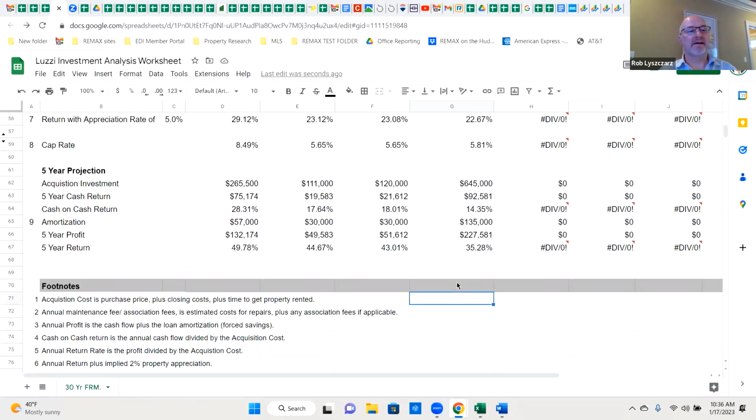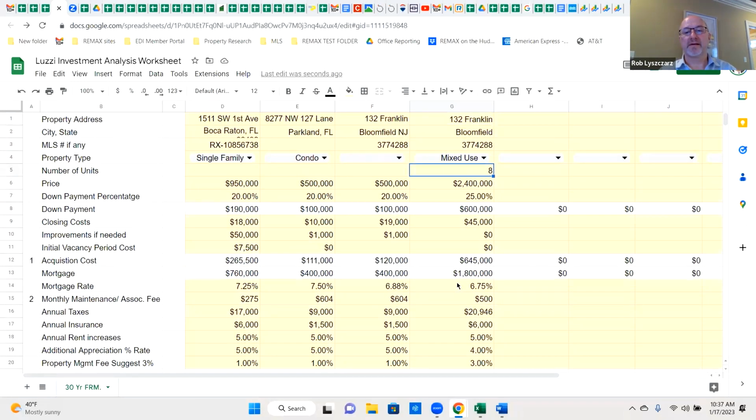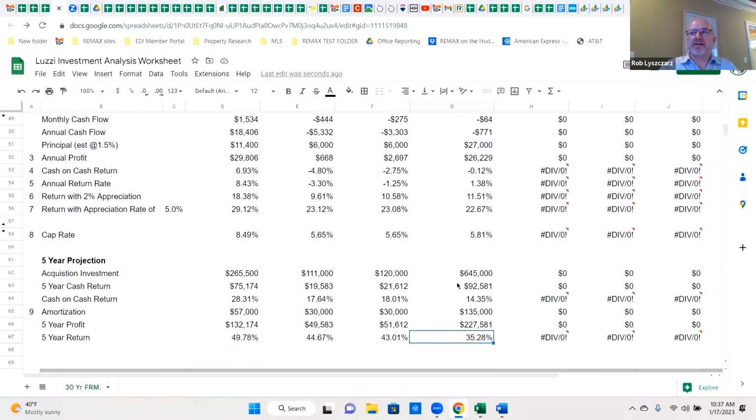And the 5-year cash return on $700,000, $645,000. The 5-year cash return is $92,000, and the 5-year profit is $225,000, which is a 35% return in 5 years on your investment. You know, and then you also have the appreciation factor, which isn't built into the returns down here.